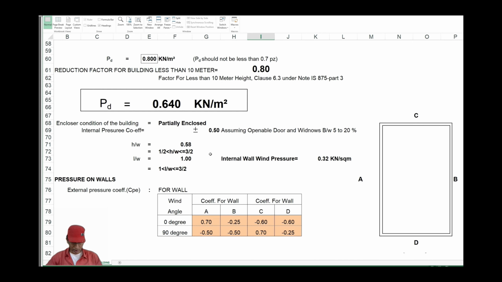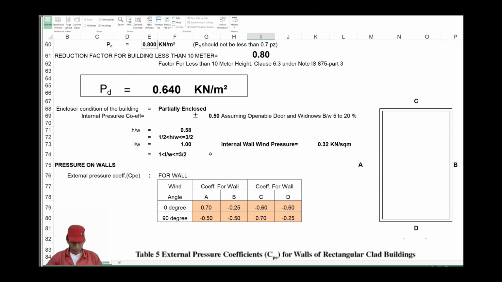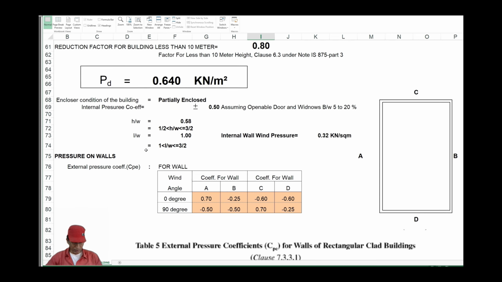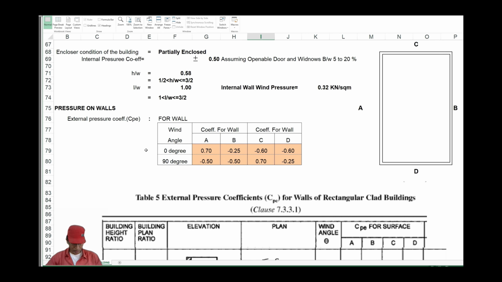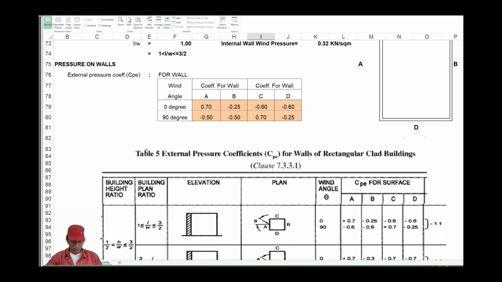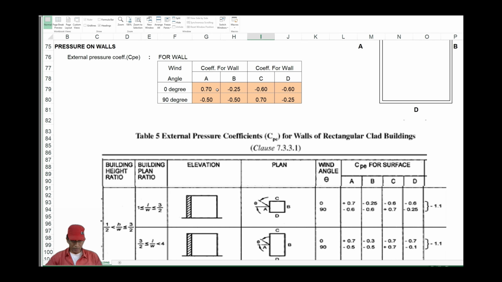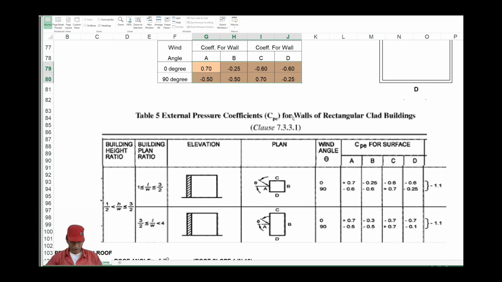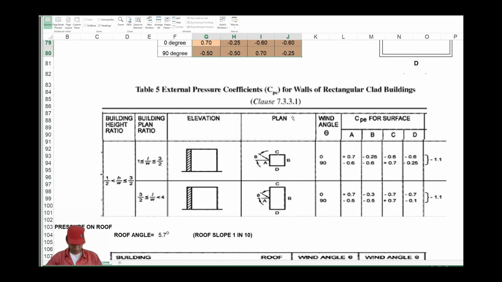Then you have to calculate H by W and L by W. H is the height of the eave, L is the length of the building, and W is the width of the building. According to that, we have to take the pressure coefficient from Table 5. Table 5 is given, and we have put the pressure coefficient from Table 5 as per H by W and L by W. So these are the values, the external pressure coefficients.